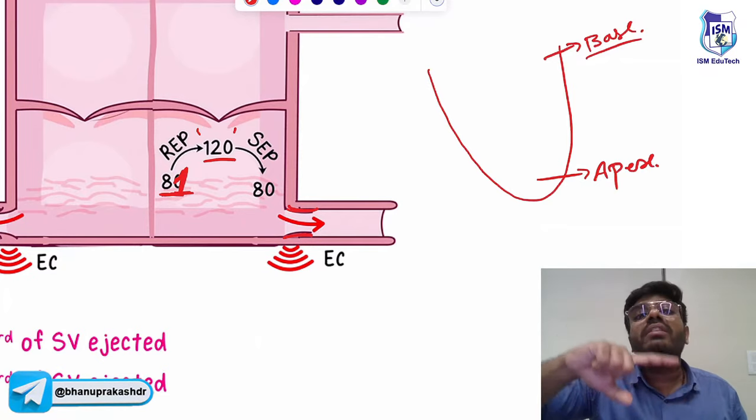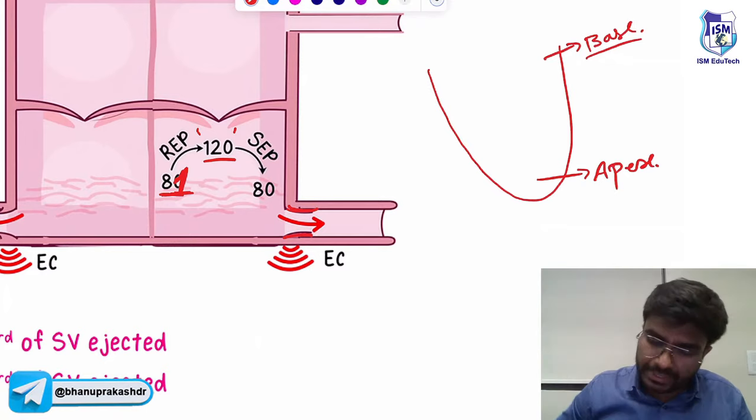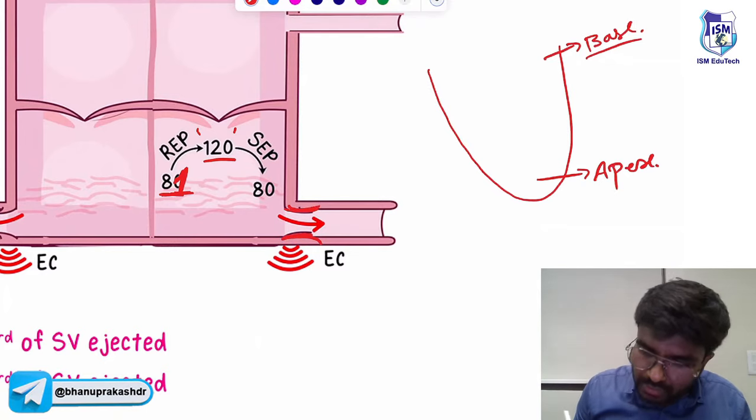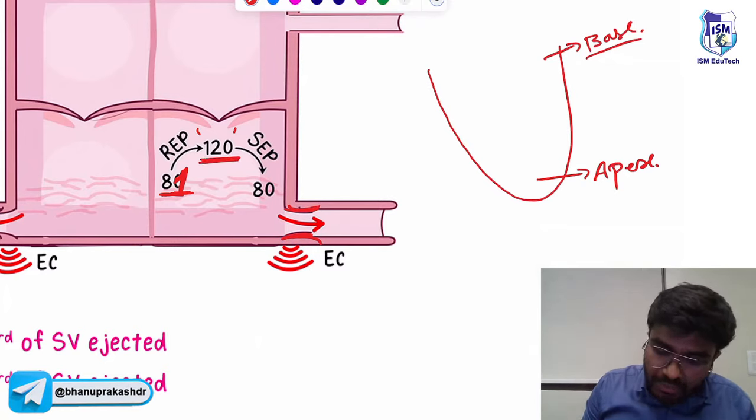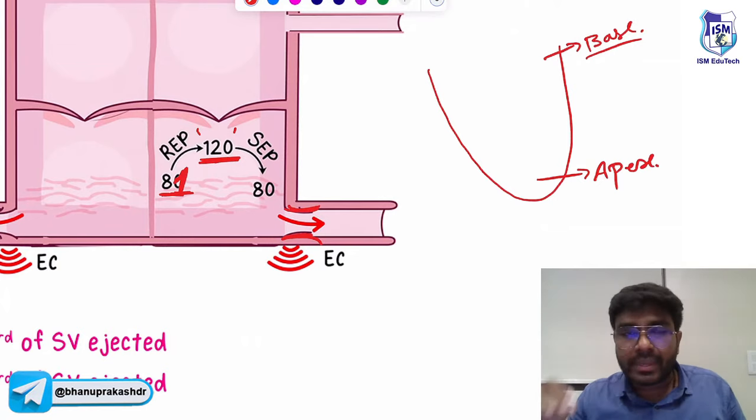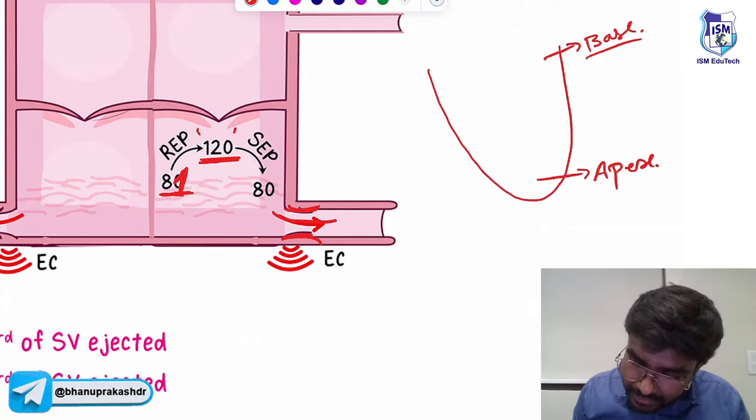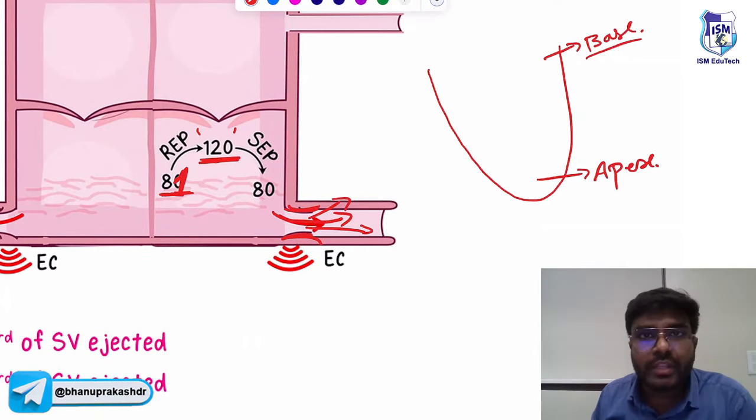So, the pressure will go up till 120. The aortic valve is open. Here the pressure is now 120. The baseline pressure in the aorta is always 80. So, immediately blood will eject into the aorta.